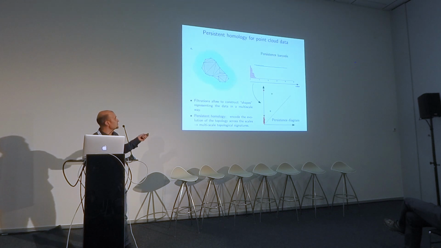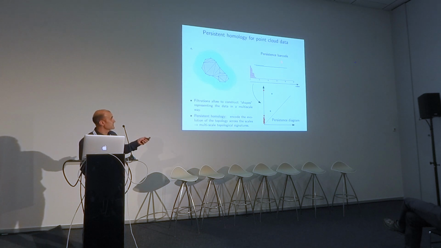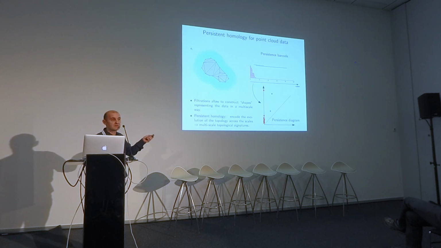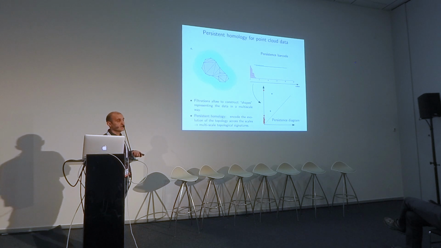And if I continue to grow the balls, at some point the second hole gets filled. This is the end of this second cycle. And at the very end, the only topological feature that remains is just this one connected component that does not carry any topology, okay?